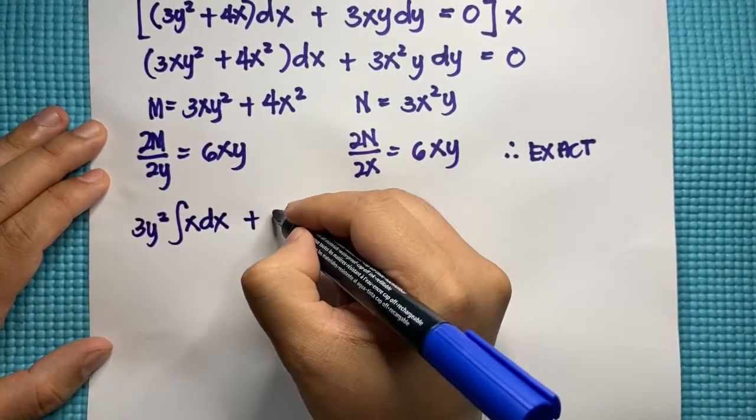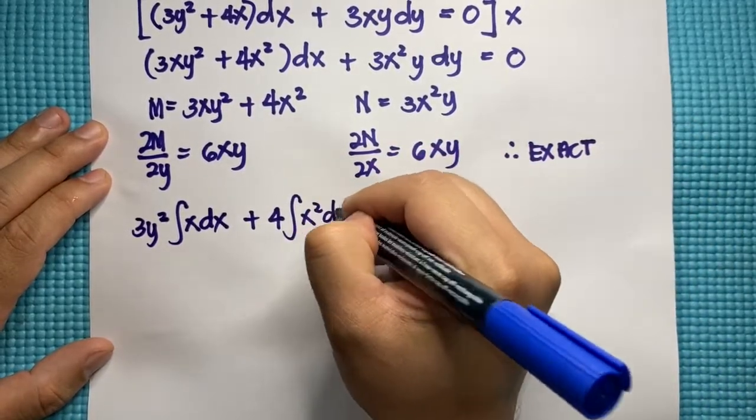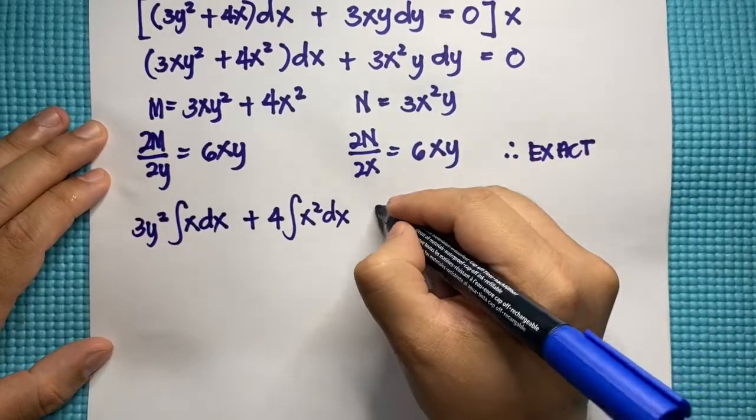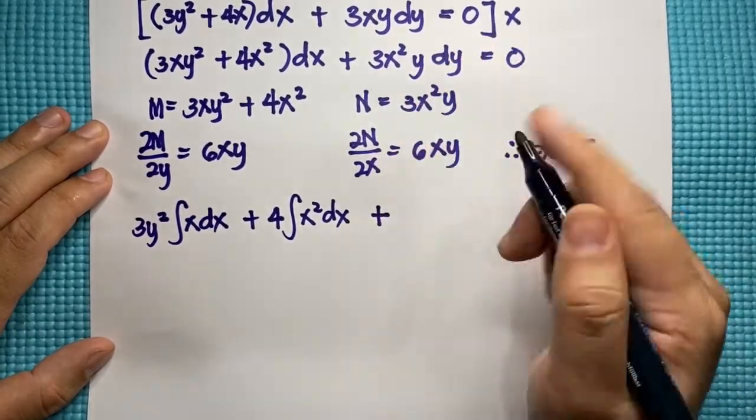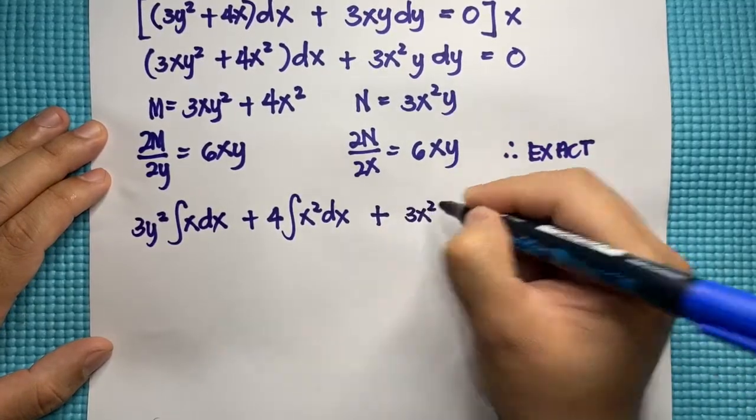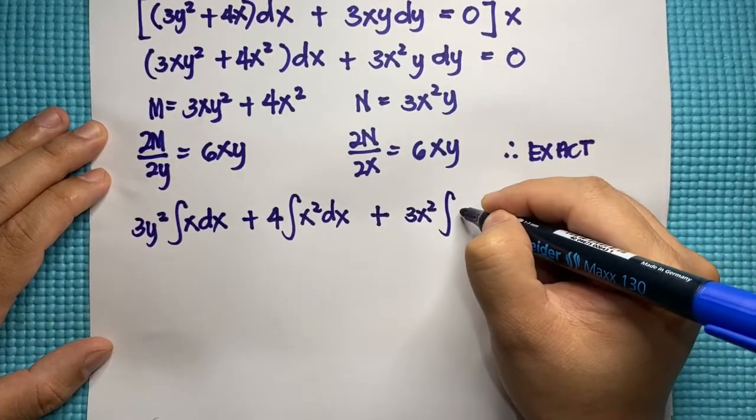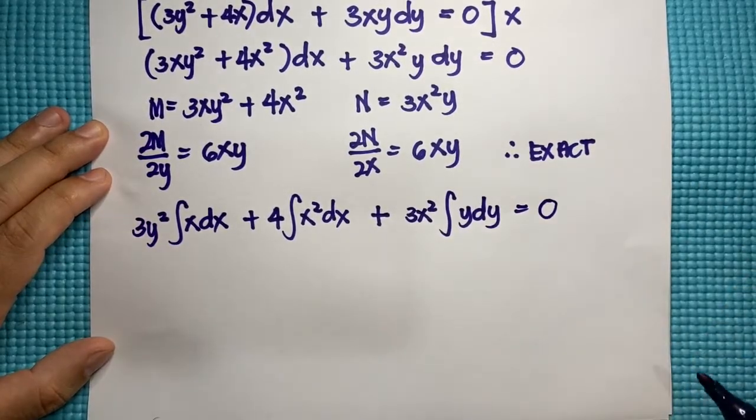Then plus 4, the integral of x squared dx. Then plus. The next one, our differential is dy, so making y the variable. So 3x squared, the integral of y dy, and that is equal to 0.